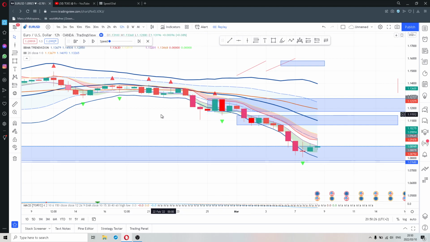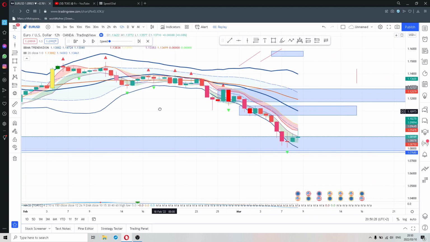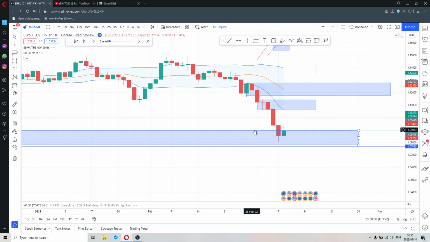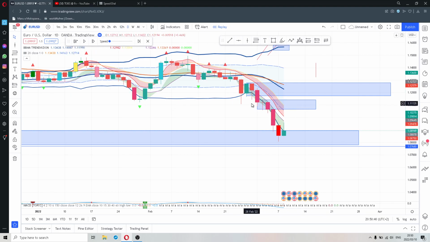So let's go to another one. Now we are here on 12 hours. We saw that we have a zone there. Let's go back to daily. When you go back to daily, guys, look at where that zone is. If you are someone who's going to trade that right there, when it touches, then you're going to be a loser, because you still have to account for this zone up to that top. As you can see, that is a very big zone.